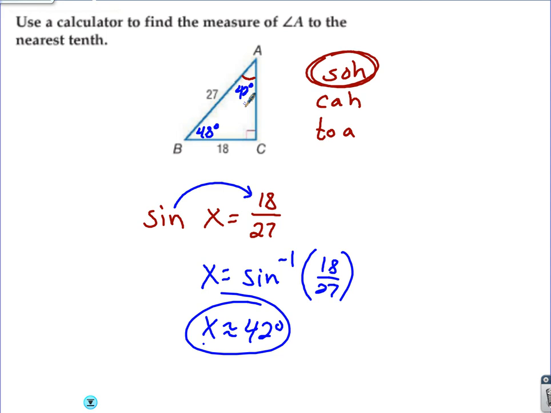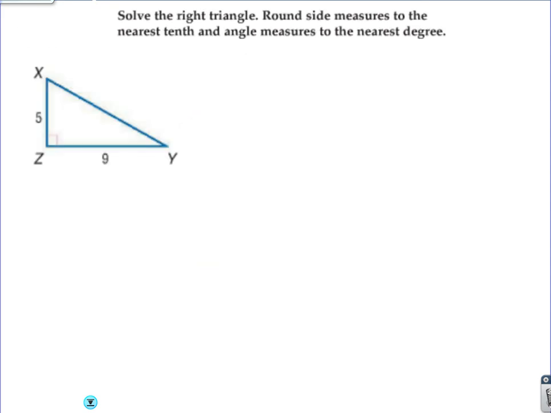Anytime they say solve this triangle, they're going to give you two pieces of information. You have to tell them everything else. Okay? That'll probably be what your test is like. Well, here you go. Solve the right triangle. Round side measures to the nearest tenth.